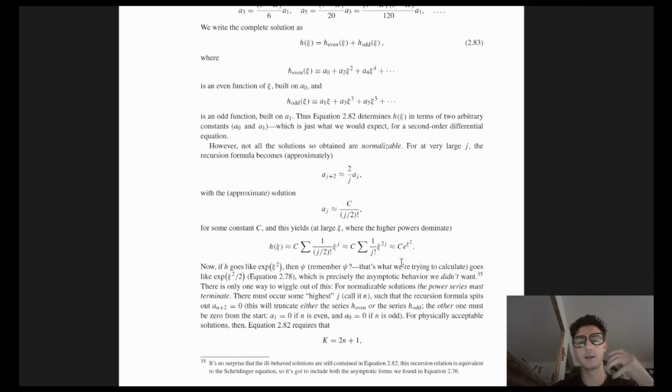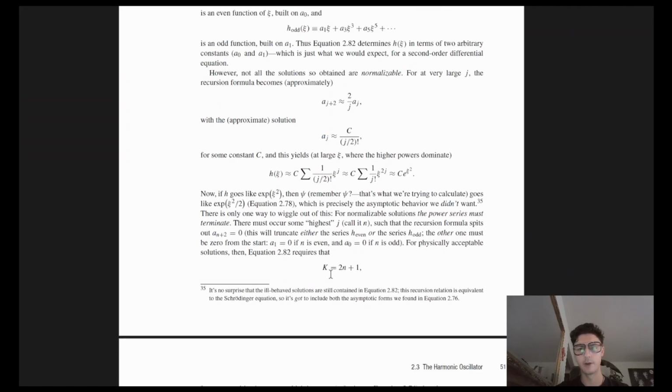So basically what he's saying is, with this equation, if we look at very large j's, something like this happens and the solutions are not normalizable. So in order to force normalization, one of these a1 or a0 has to be 0, and also at a certain j, like j equals 0, 1, 2, at a very large number j, call it n, all further j's will yield a_j's of 0. Okay, if that makes sense?